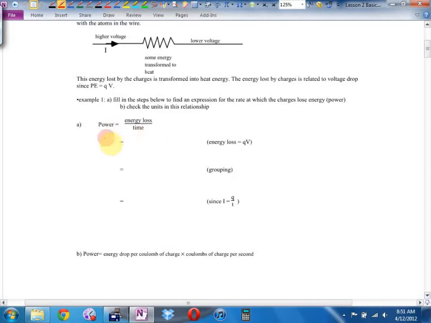Well, power equals Q change in voltage over time.